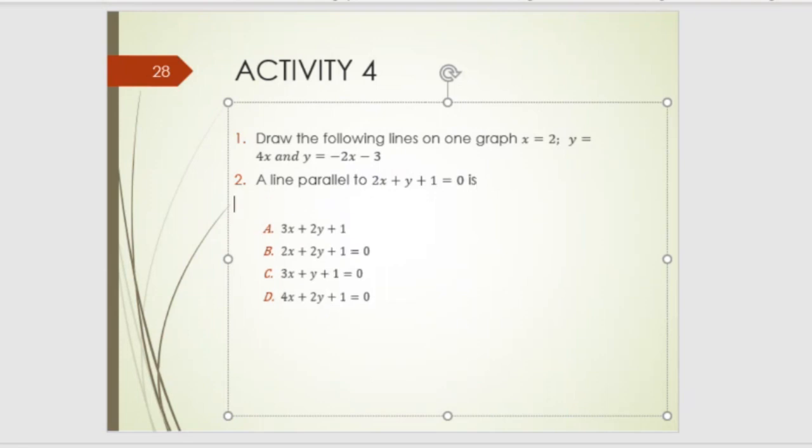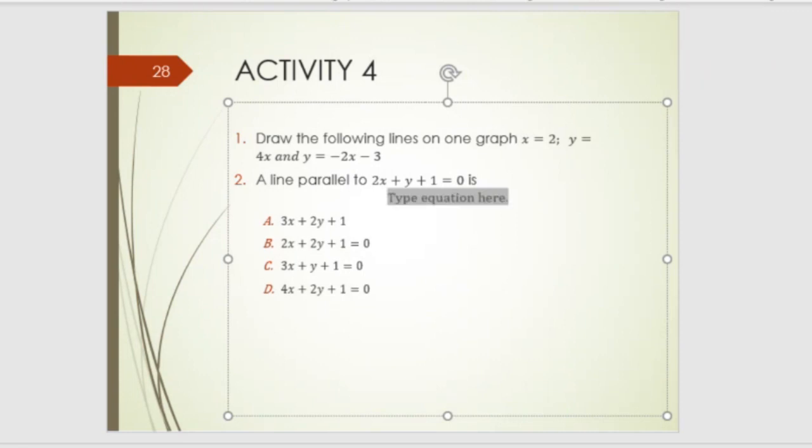So this one, remember, we need to write it in the standard form of a straight line graph. If it's like this, 2x plus y plus 1 equals 0, you can rewrite it as y equals, you take 2x to the other side, which is going to be minus 2x, and then you take plus 1 to the other side, which will be minus 1. So y equals minus 2x minus 1. Then the value of b is equal to minus 2. So it means from the options that are here, you need to find the equation that has the same slope, which is b equals minus 2.